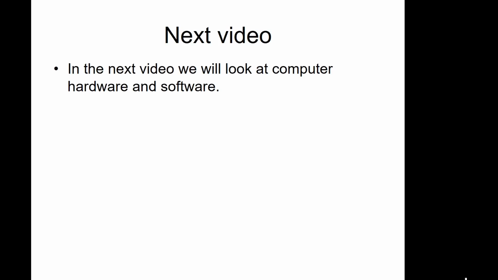Okay, so that is just a brief introduction to the module and mechatronics, what we'll be aiming to do, and to get you thinking about some of the types of robots we might be looking at. So in the next video, what we'll look at is the computer hardware used in these robots and the options for what software we might use to program them.